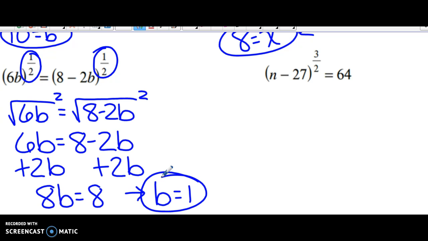If you're writing this in an electronic thing, like on PowerSchool, and you want to find the value of b, just type in 1. Don't type in b equals 1. It'll get marked wrong. All right, let's do the last one. It's a little harder. This one is not on your test, but it's good to know.